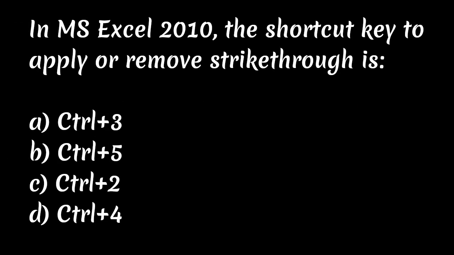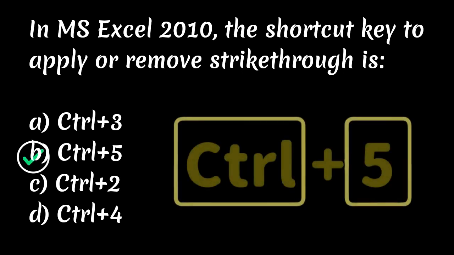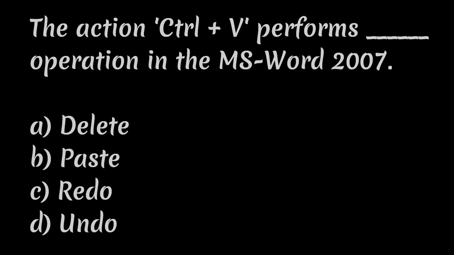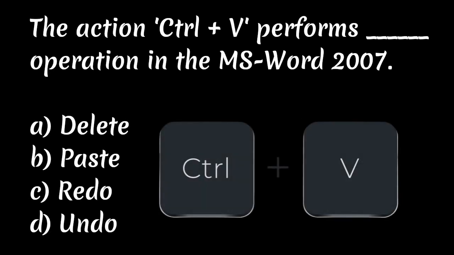Question 32. In MS Excel 2010, the shortcut key to apply or remove strike through is A. Ctrl 3, B. Ctrl 5, C. Ctrl 2, D. Ctrl 4. Answer B. Ctrl 5. Question 33. The action Ctrl V performs dash operation in the MS Word 2007. A. Delete, B. Paste, C. Redo, D. Undo. Answer B. Paste.